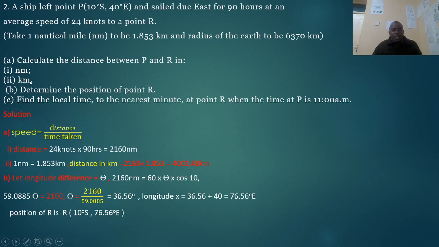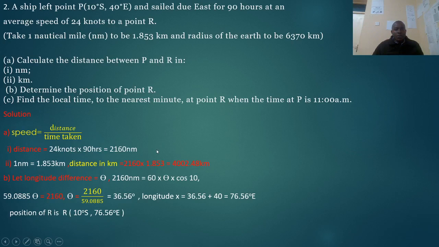Now, the distance in kilometers, because you are given here, just convert. Because you are told 1 nautical mile is 1.853 kilometers. So 1 nautical mile is this. What about 2160 nautical miles? It is 2160 times this one, which gives you 4,002.48 kilometers. So that's the distance in kilometers. And then you determine the position of R.